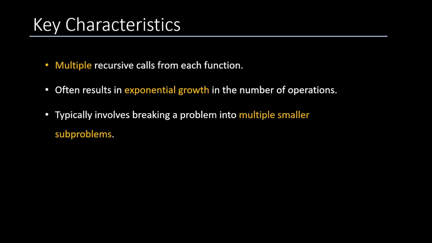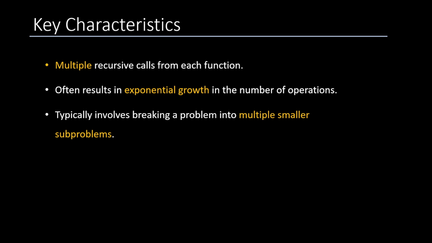There are certain key characteristics of a tree recursion. First, tree recursion involves multiple recursive calls from each function. Instead of a function calling itself once, it calls itself several times within the same call stack. Second, this process leads to exponential growth in the number of operations. This exponential growth is one reason tree recursion can be computationally expensive.